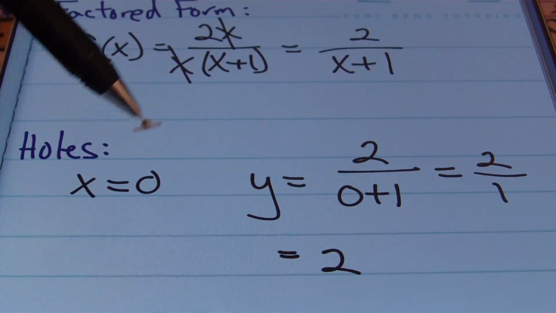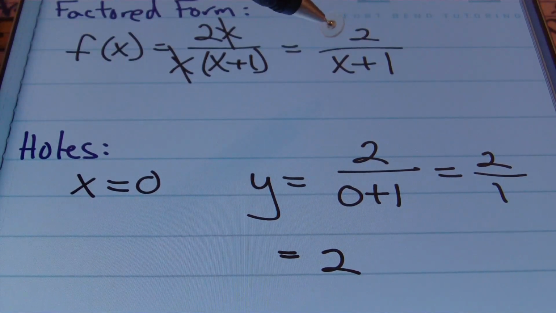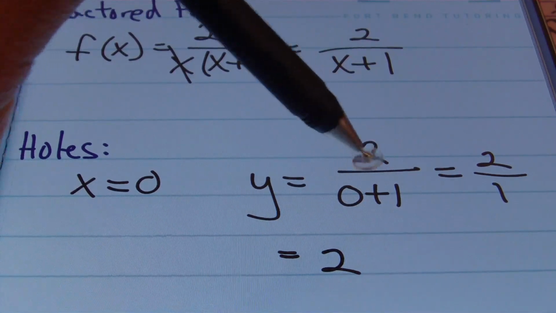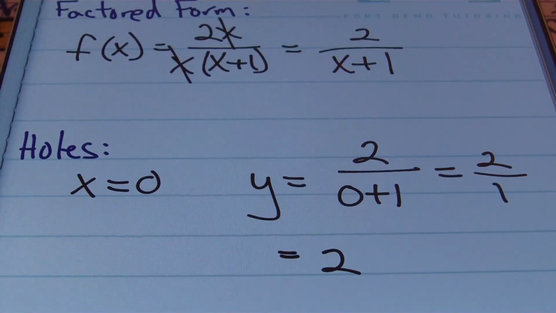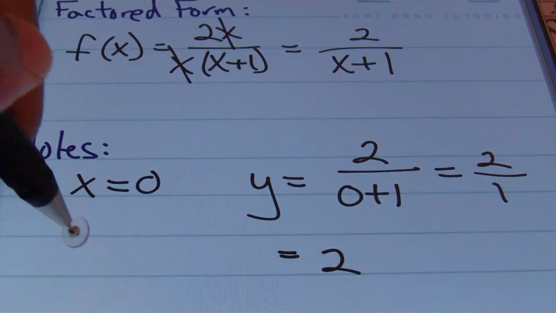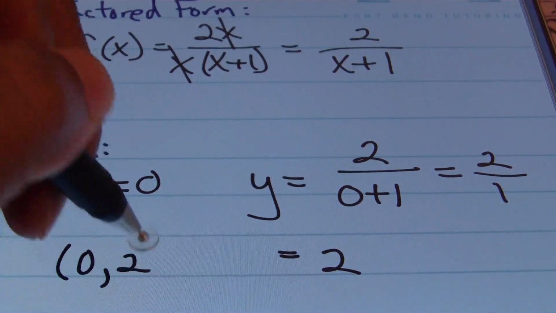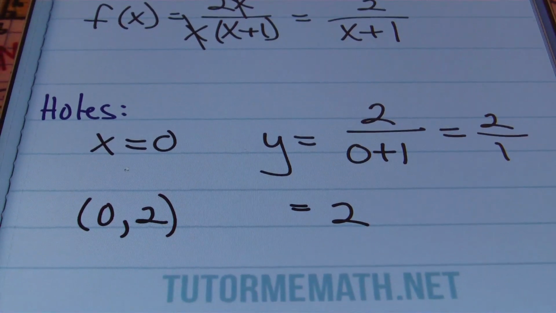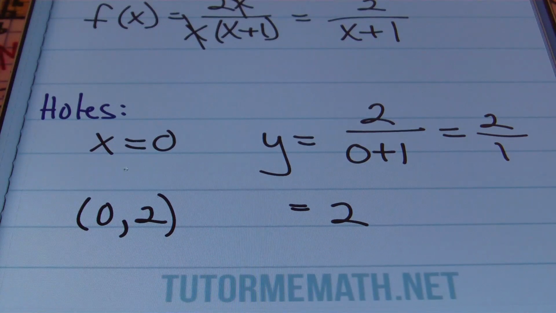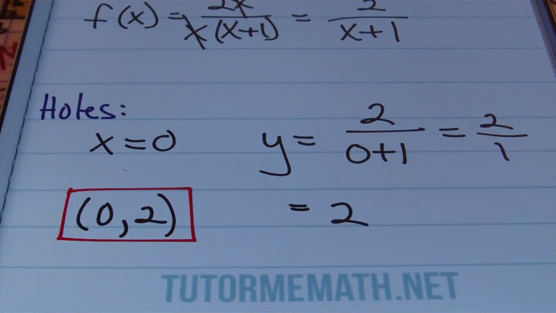We plugged that value of 0 into the simplified form of our rational function. We evaluated that and ended up with 2 as a result. And so our hole will be located at (0, 2). This is the point of our hole. Red boxing it, just like that, ladies and gentlemen. We just located the hole of this function.